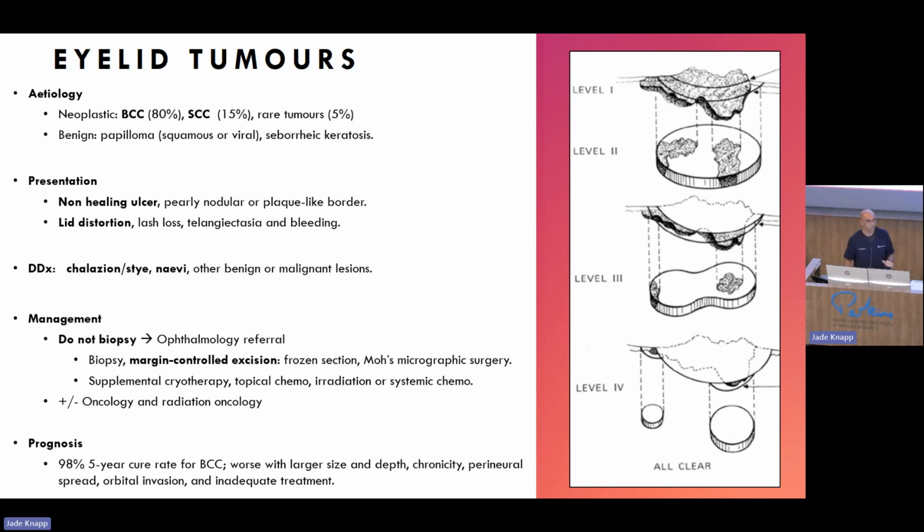Prognosis for BCC is very good, particularly if it's caught early. And the risk factors for worse outcomes are hopefully intuitive. If it's bigger, that's worse. If it penetrates deeper, that's worse. If it goes into the eye socket, if it's been there for longer, if it's penetrated the nerves, all those things are worse, and they generally come with chronicity, or if it's been treated inadequately. So the key here is a low index of suspicion and early referral.